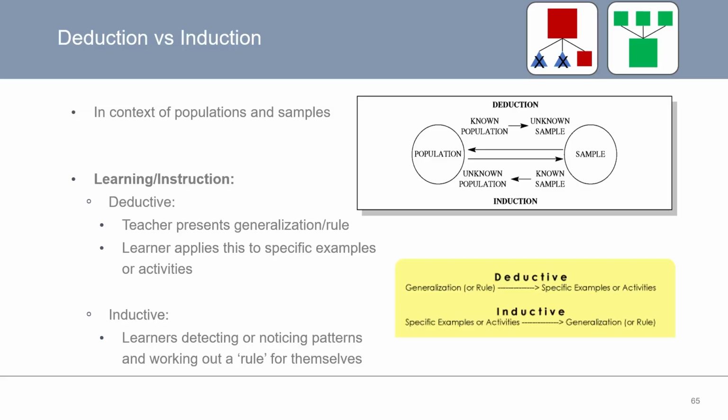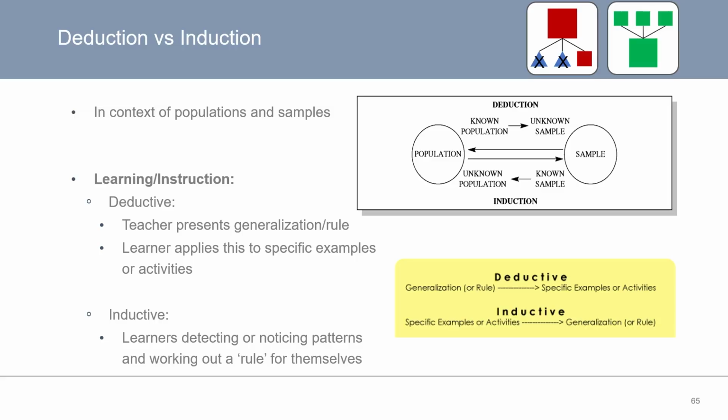We can also talk about these terms in the context of learning or instruction, where deductive learning has a teacher presenting a generalization or rule to their students, and these learners will apply this general rule to specific examples or situations. This is different from inductive learning, where learners go about detecting or noticing patterns and working out a rule for themselves.